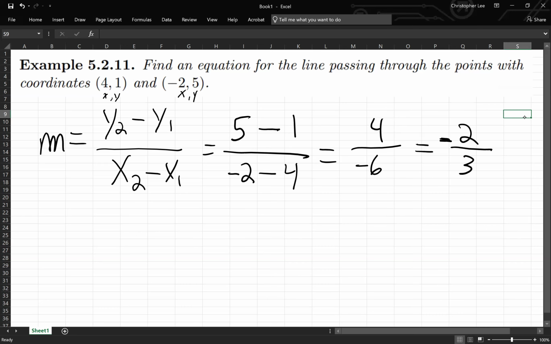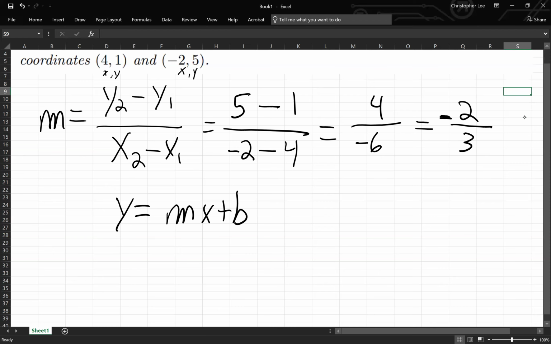Equation of a line, what is it again? Y equals... you can use your formula sheets, you don't have to memorize this. No, that's the slope. What's the equation of a line? Y equals mx plus b. Very good. And we're plugging in the m, so this is y equals negative 2/3 x plus b.